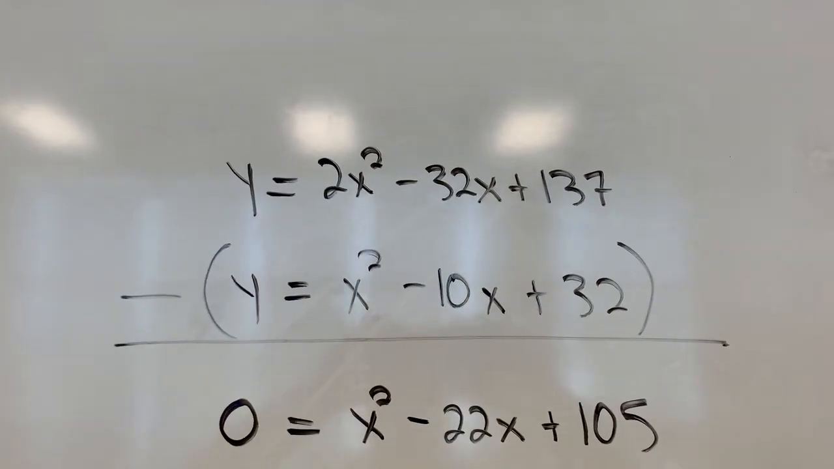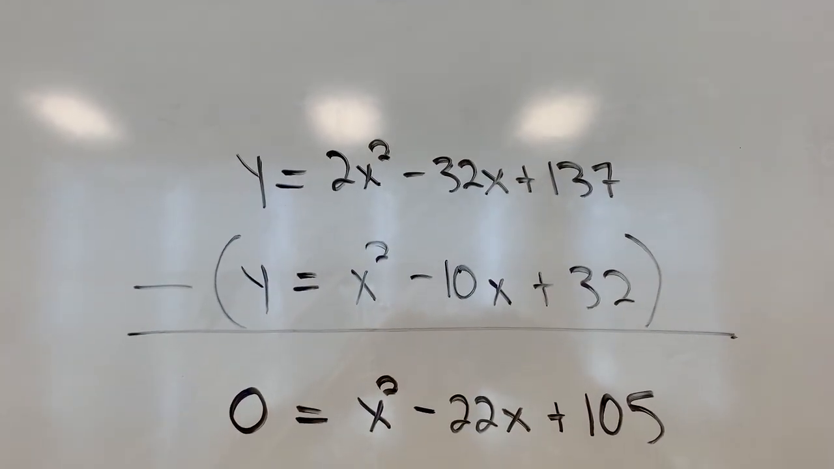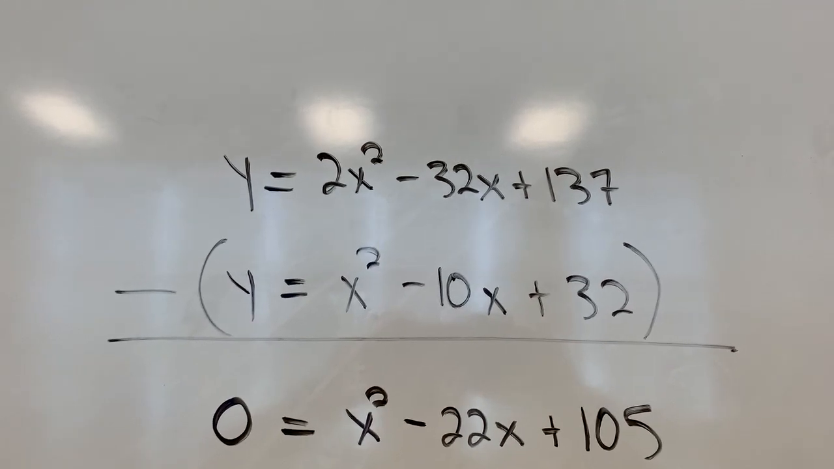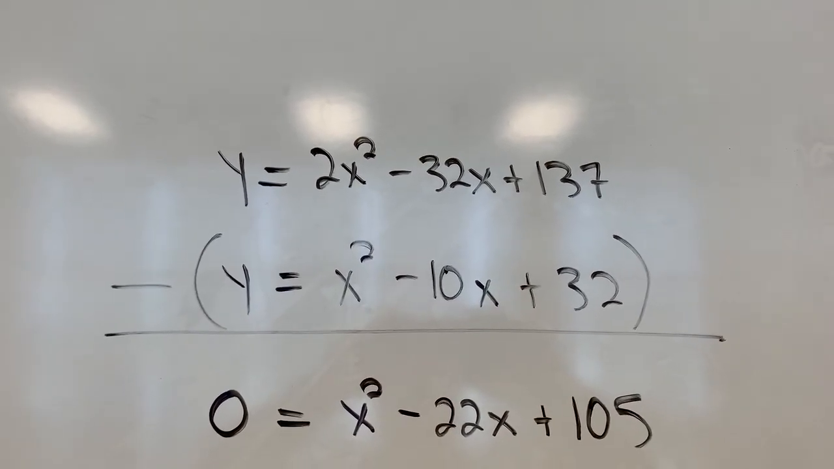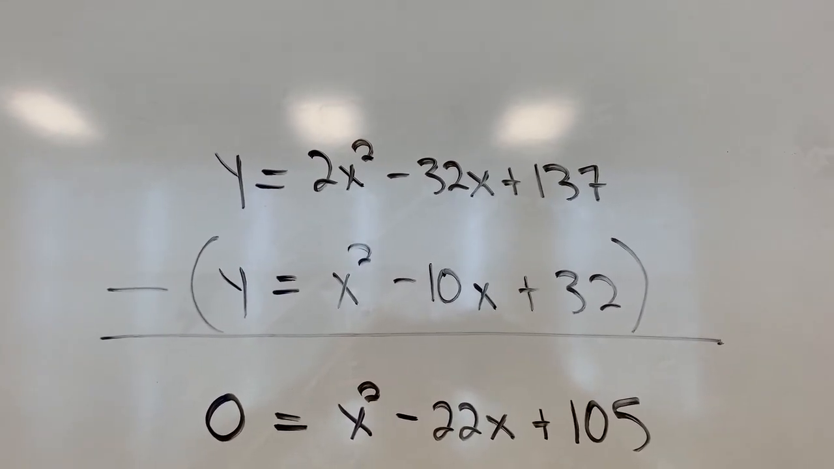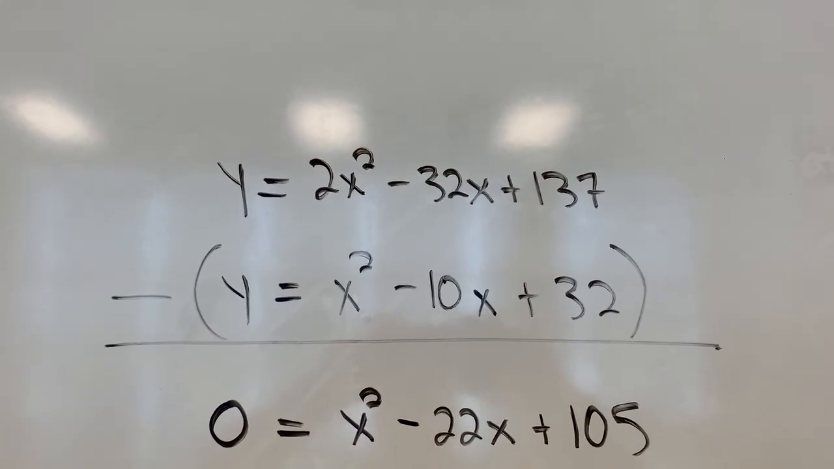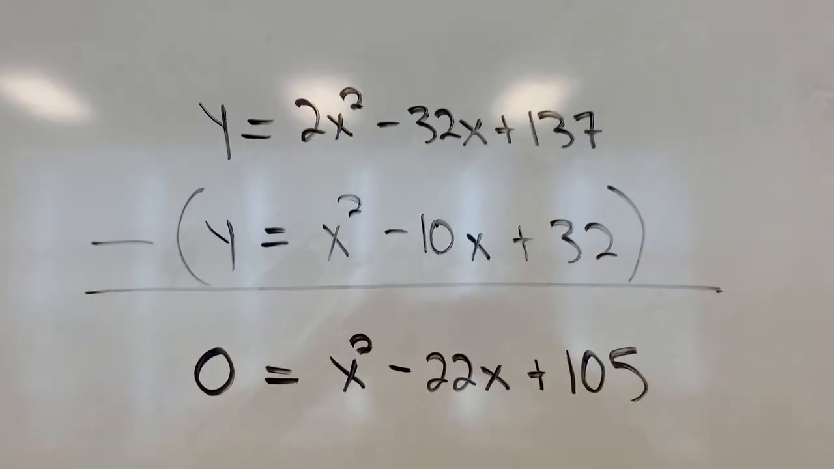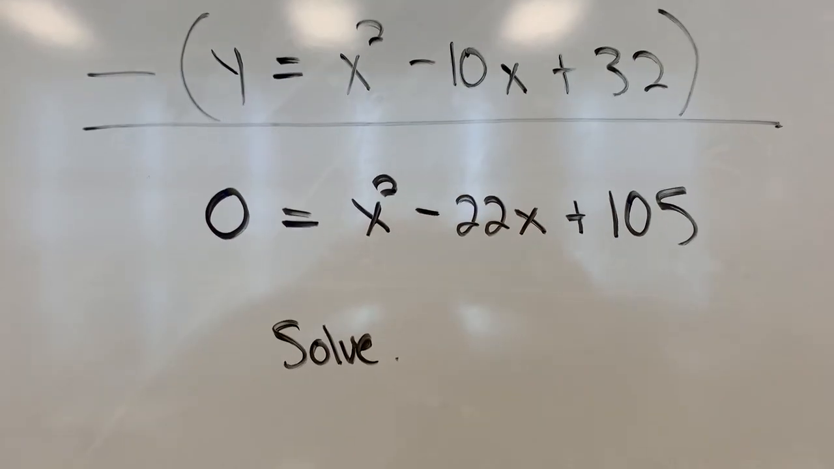y minus y is 0. 2x squared minus x squared is x squared. Minus 32x minus negative 10x. Be careful with the minus, but it's minus 22x. And then 137 minus 32 is 105. So I now have a quadratic that I can solve.